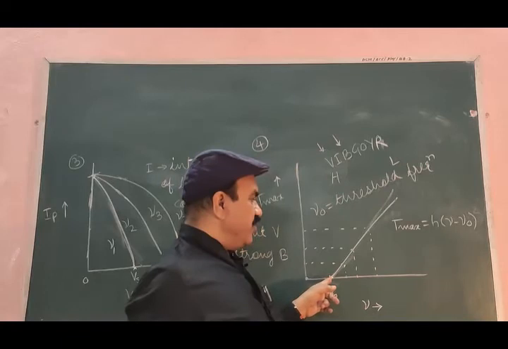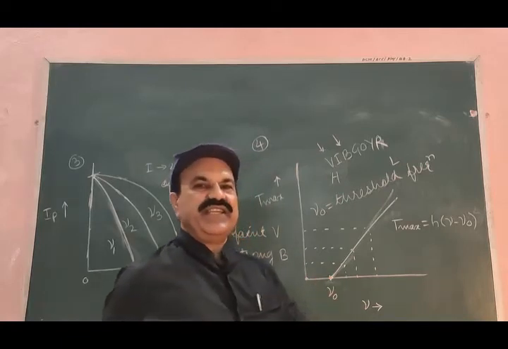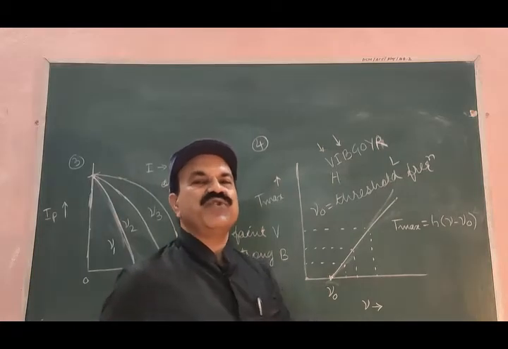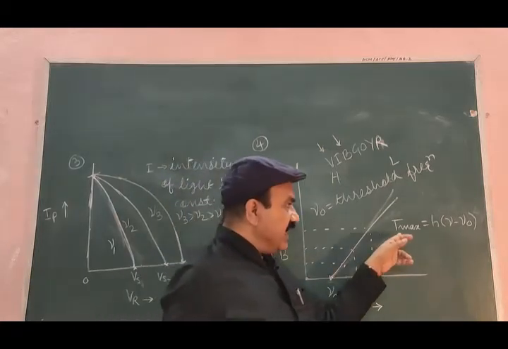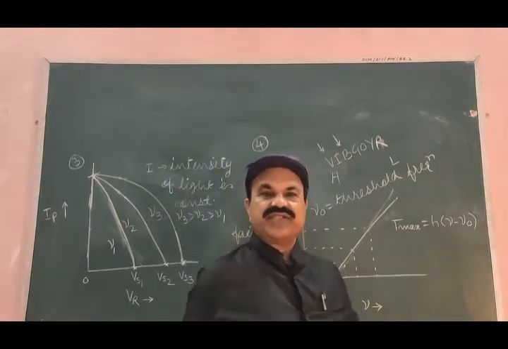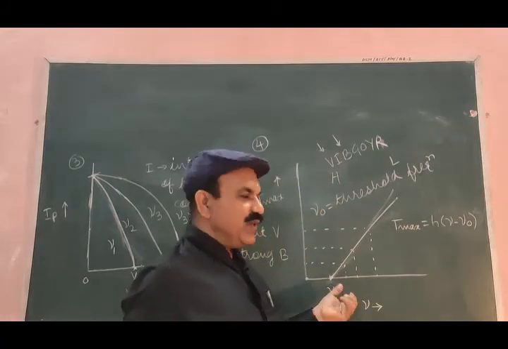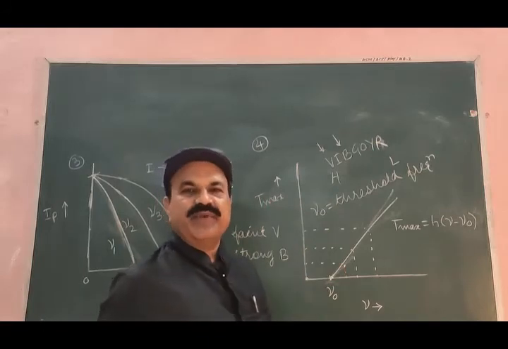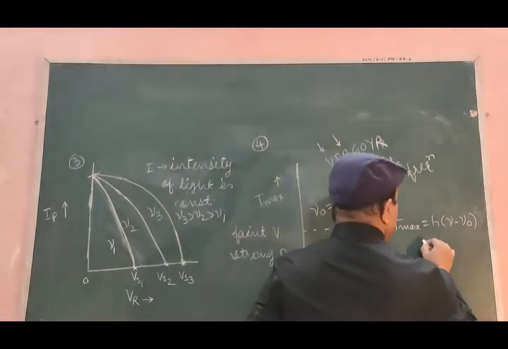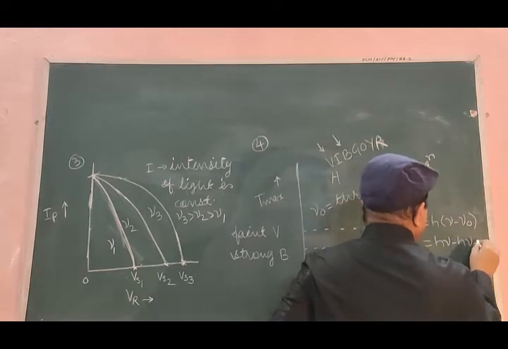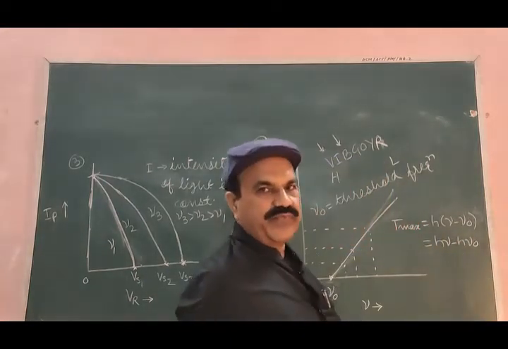Up to nu 0, there is no kinetic energy, and there is no emission of photoelectrons. And therefore, T max is equal to h into, in the bracket, nu minus nu 0. And corresponding T max can be found. Or this is h nu minus h nu 0.